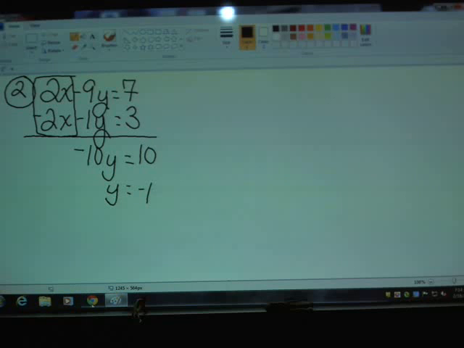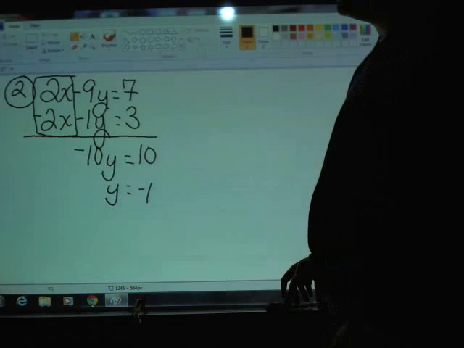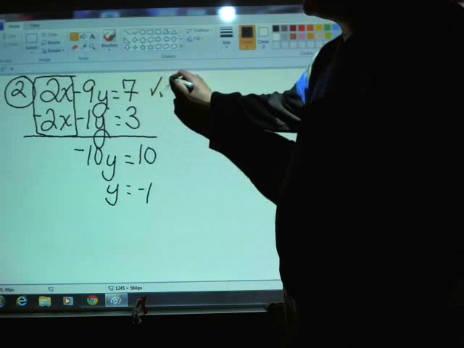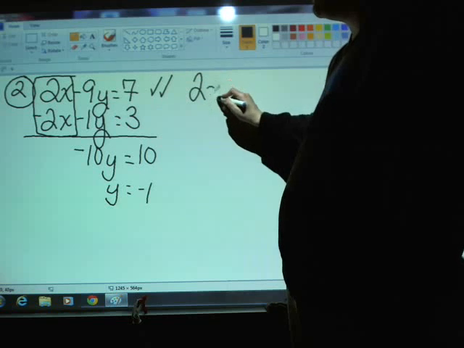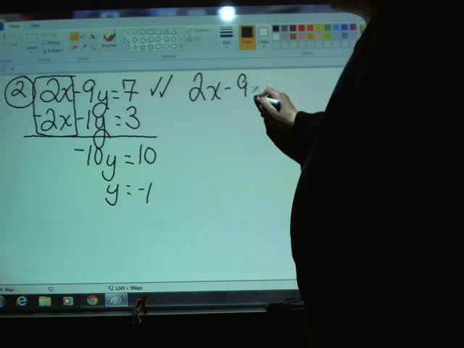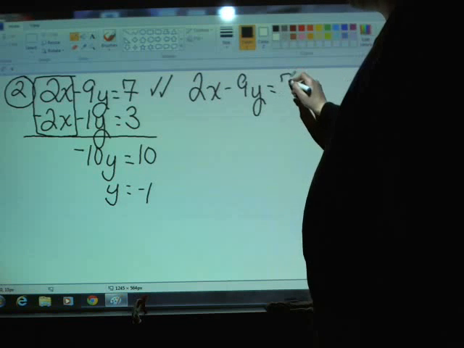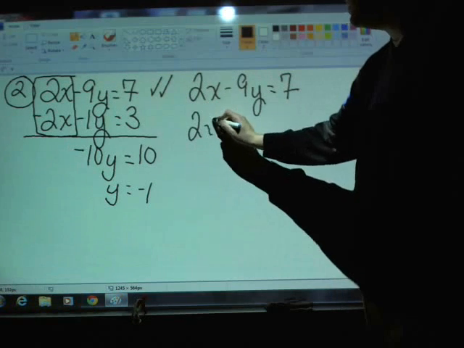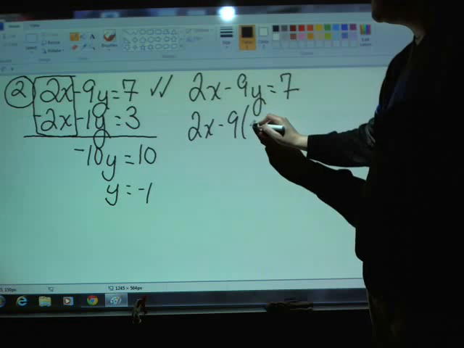All right, so now that I know y, I'm going to plug that into one of the equations for y and solve what's left for what will now be x. So as not to be creative, I'm going to go ahead and stick with that top equation. Okay, 2x minus 9y equals 7. And we now know that y is negative 1. So I'm going to change y into negative 1.